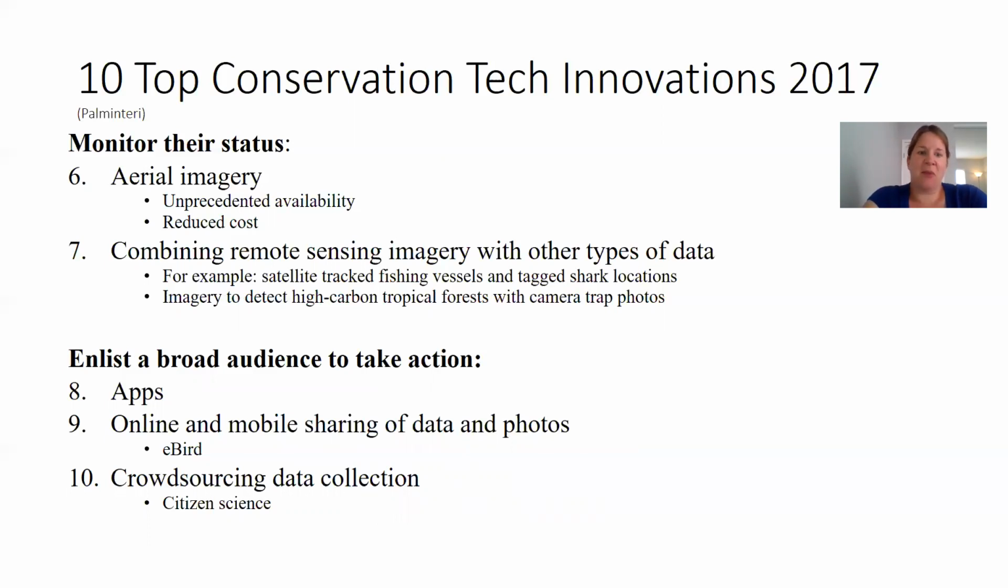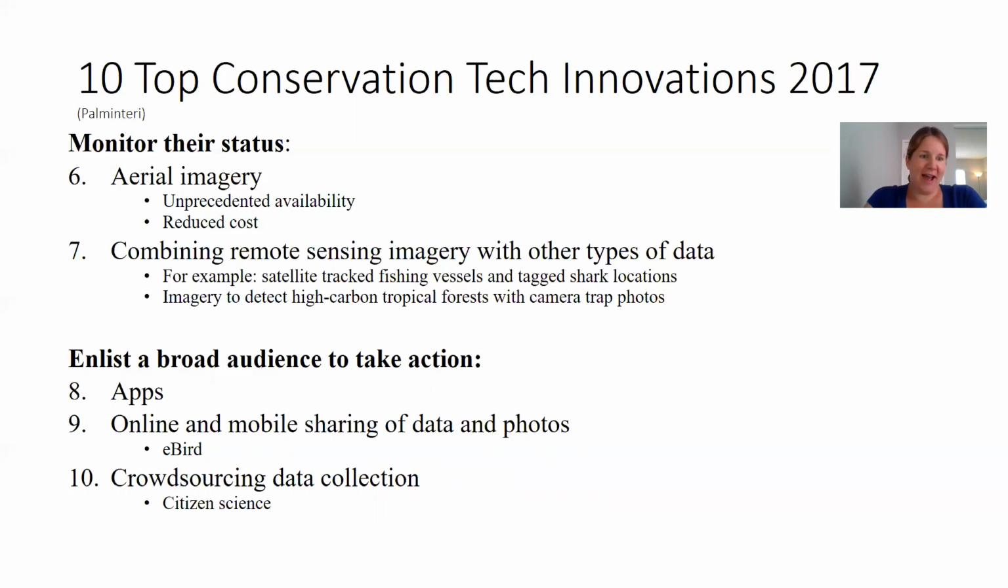Number 7 is then combining this remote sensing data with other types of data. The examples they listed in this article were satellite tracked fishing vessels and tagged shark locations. So you could match remote sensing images with these tagged locations of certain species. Or you can match camera trap photos with aerial imagery. There's a lot of different ways you can combine these different types of data, and with the computing power that we have these days, it becomes more and more easy to do so.